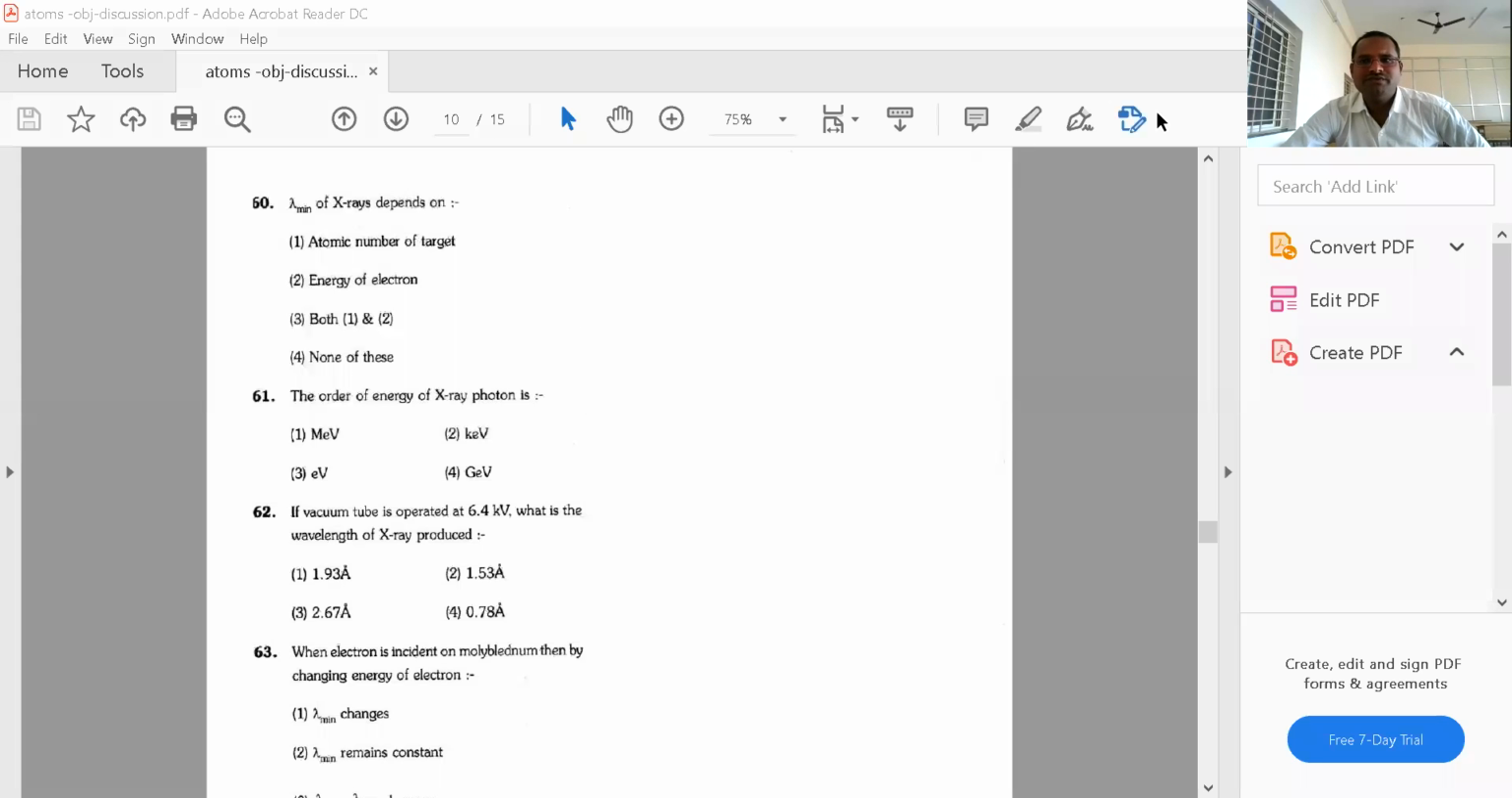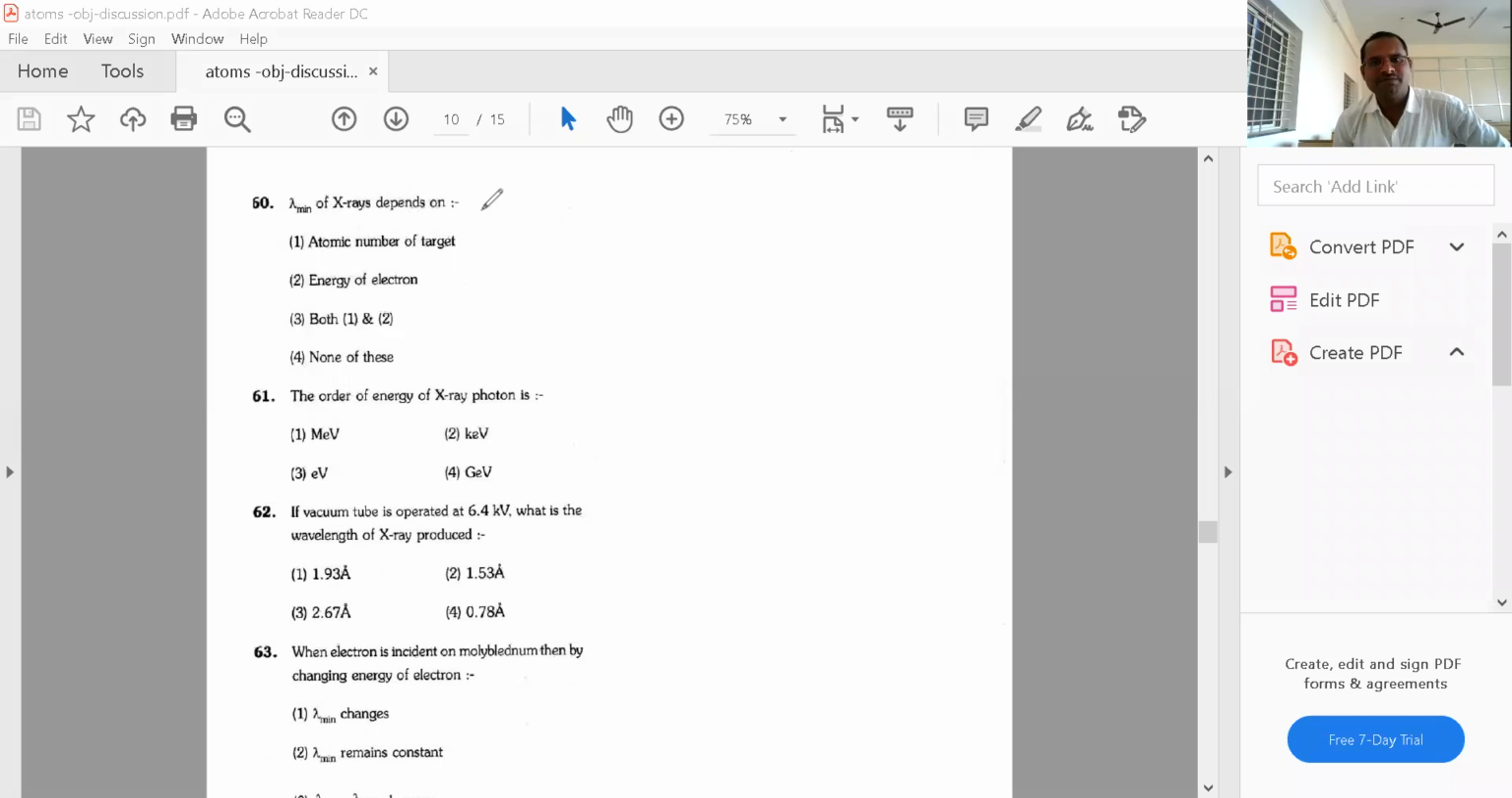Okay, students, now is it visible? Is the screen visible now? Yes, okay, good. Now, what are we solving?